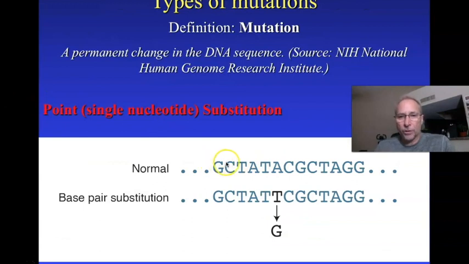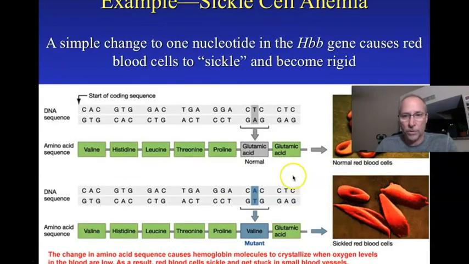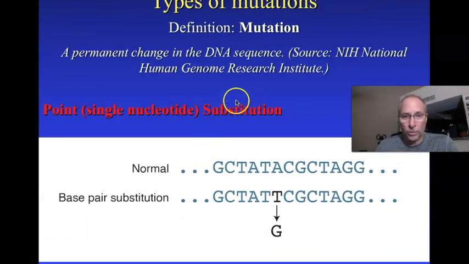But here's another example of one. If we have this particular sequence, and again, we're reading from 5' to 3', GCT, ATA, blah, blah, blah. If this A right here were to change to a T, then we would have what's called a substitution. In particular, we call it a point substitution. When we talk about point mutations, we generally are referring to mutations that involve only one nucleotide. And again, we see a permanent change in this DNA sequence. So this is a common sort of thing that can happen, and that's exactly what this type of mutation is. It's a point substitution.